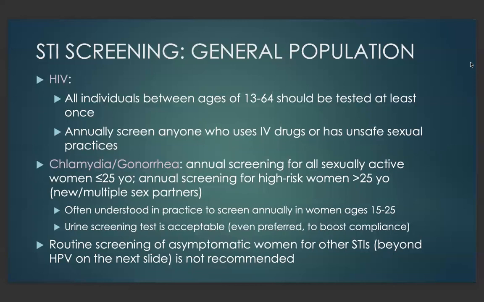So now let's talk about the actual screening for STIs. When it comes to HIV, we want to test any individuals between 12 to 64 years old at least once. If they use IV drugs or have unsafe sex practices, it is recommended to be screened annually. It is also recommended to annually screen for gonorrhea and chlamydia in any sexually active woman under 25 years of age, or if they are older than 25 and are at high risk, such as if they have had any new or multiple sex partners.